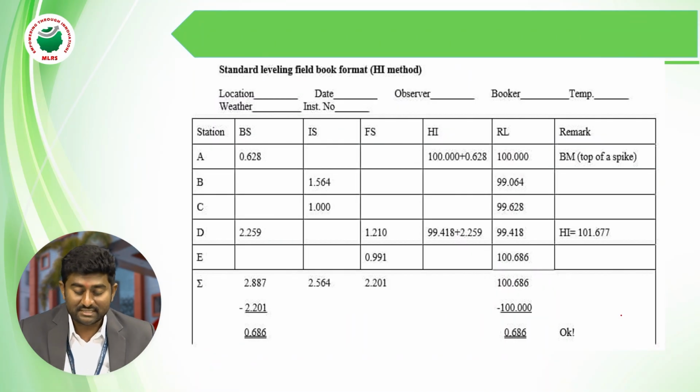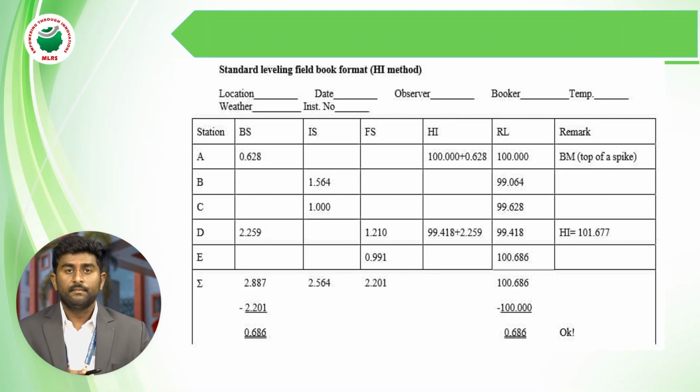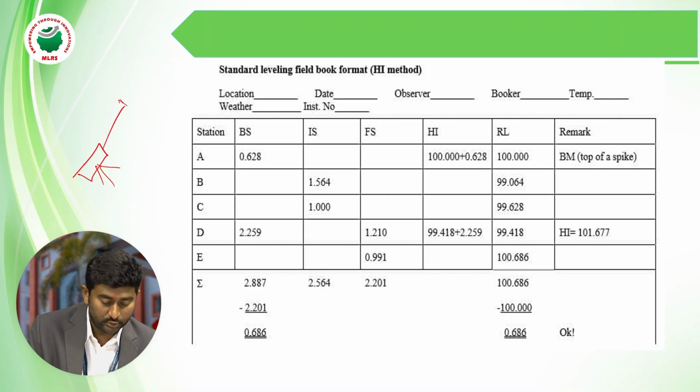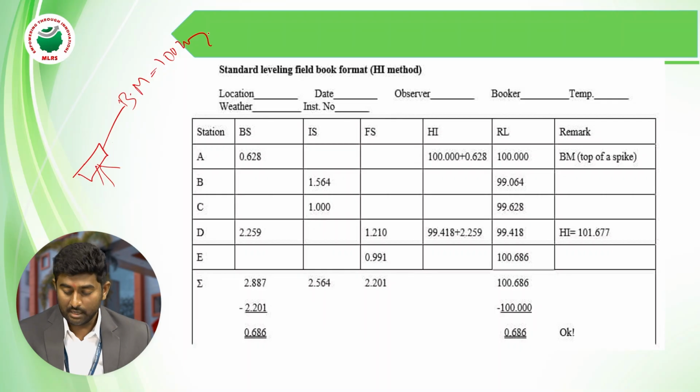Next, coming to the standard leveling field book in the height of the instrument method. You have to fix the instrument. To fix the instrument on a certain land, first of all, you have to know the benchmark, 100 meters. This is the benchmark. To note the backsight reading, first you have to take the backsight reading. This is 0.628.